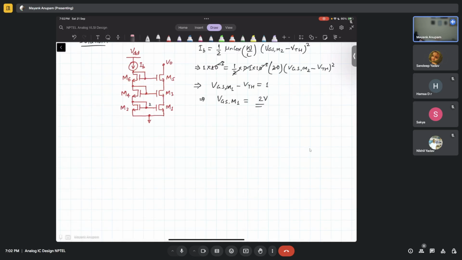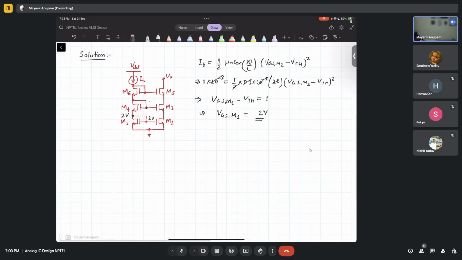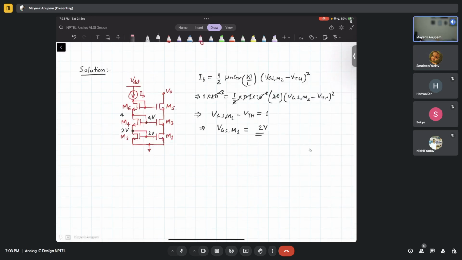So this guy has to be 2 volts. So how much is this? This is also 2 volts. So if this is 2 volts, how much should this be? All the MOSFETs are identical, same current is flowing, right? So this has to be 4 volts, right? And if this is 4 volts, this has to be also 4 volts. So this also becomes 6 volts, right? So this also becomes 6 volts.